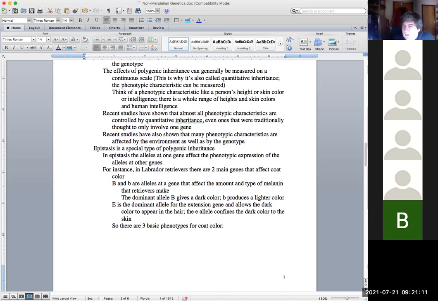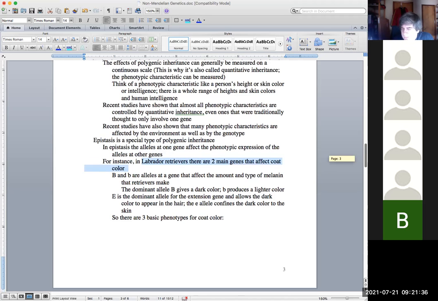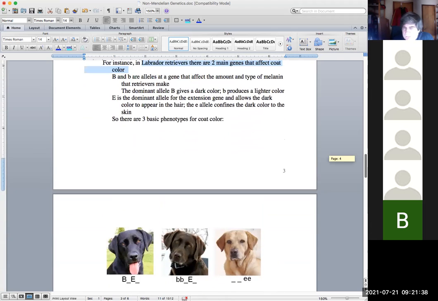Now there's one particular type of polygenic inheritance that we do want to talk about a little bit, and this is something called epistasis. And in epistasis, the alleles at one gene affect the phenotype that you get at another gene. And a good example of this is Labrador retrievers. So let's look at Labrador retrievers.